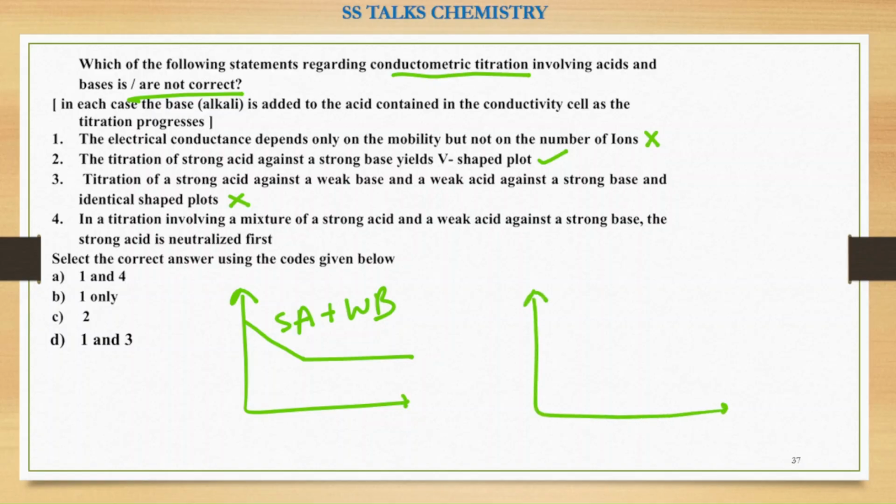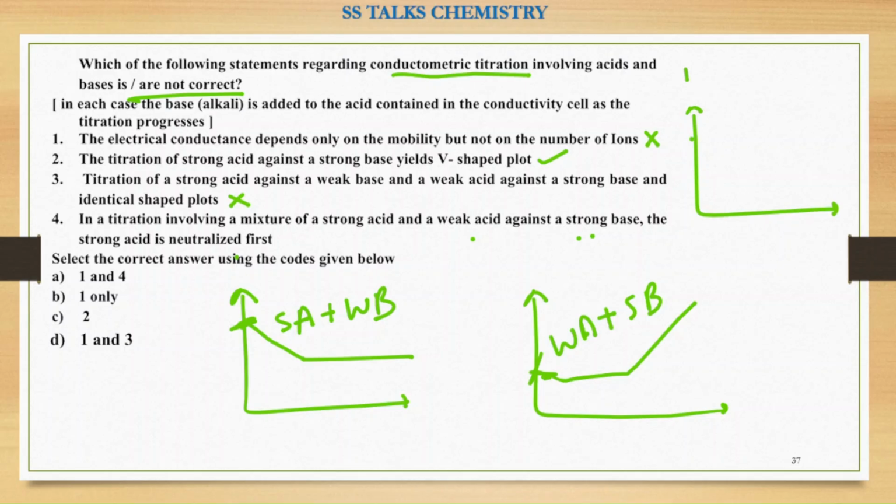So initially if you have a weak acid, its concentration is going to be lower, and the plot you get is something like this. This is for a weak acid plus a strong base. So how are these both identical? Initially only, you can see the conductance value. There are huge differences between these two. So this is your incorrect one. Next it says in a titration involving a mixture of a strong acid and a weak acid against a strong base, the strong acid is neutralized first. This statement is true. Like this, the plot we observe.